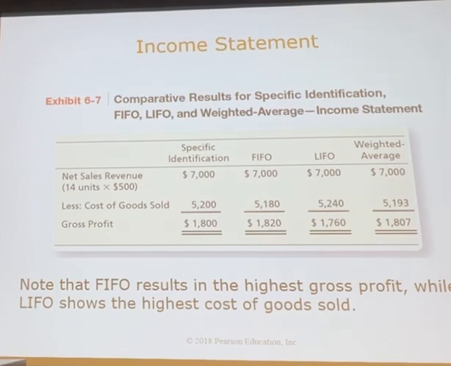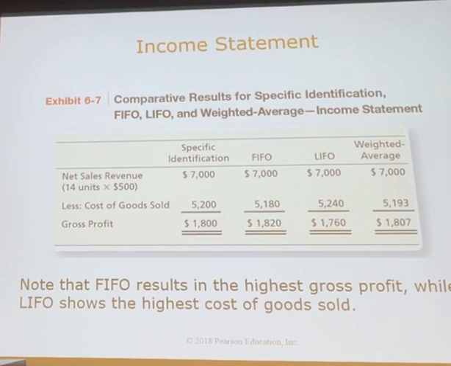LIFO will always have the lowest gross profit, and weighted average will always be somewhere in between FIFO and LIFO. Now, companies that are trying to maximize their cash flow will tend to choose LIFO as their inventory costing method.